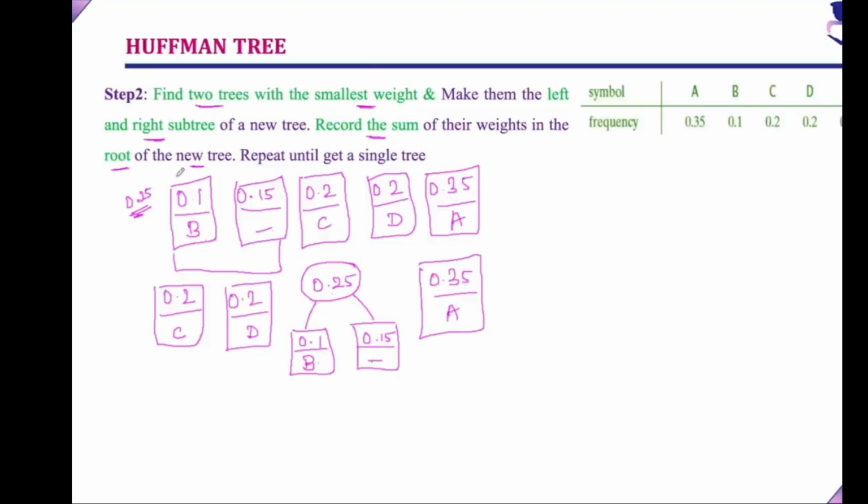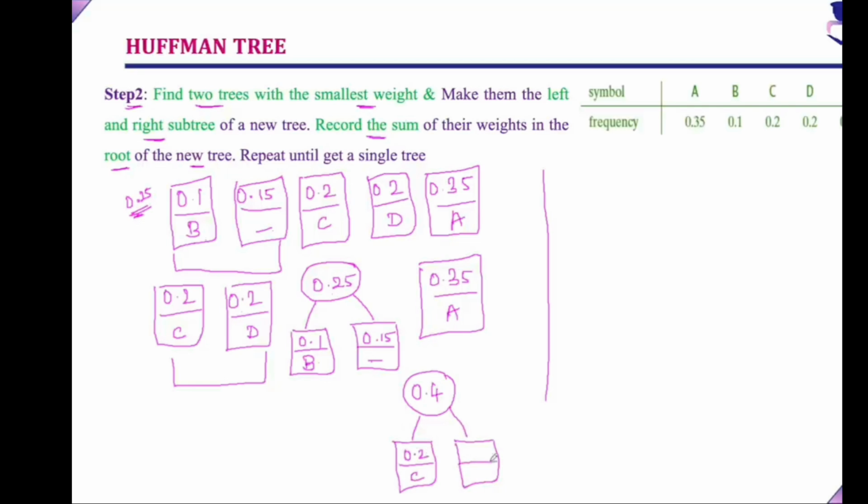Next also same procedure, step 2 only. Find two trees with the smallest weight, make them as a left and right subtree, record the sum in the root. Okay, 0.2 plus 0.2 you will get 0.4. You will record it at the root, and then the left subtree will be C with 0.2 and right subtree will be D with 0.2. So this is the new tree we got after adding these two.